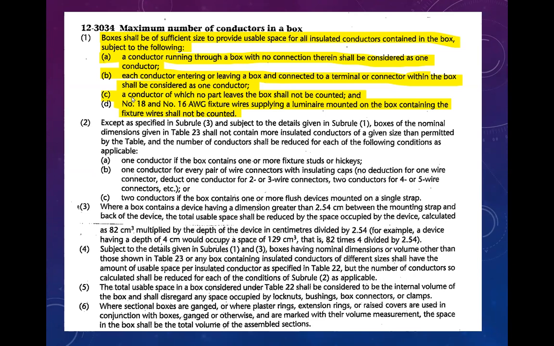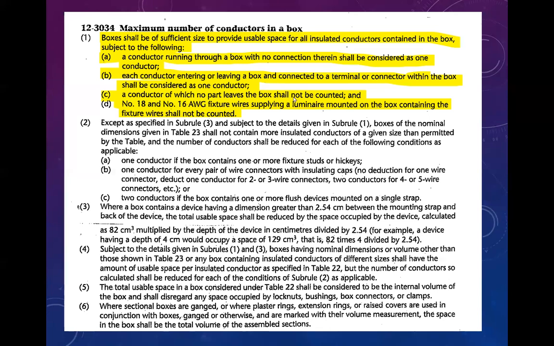A conductor of which no part leaves the box shall not be counted. What else should not be counted? Number 18 or 16 gauge fixture wires supplying a luminaire. A luminaire is a light fixture mounted on the box. So you have a light fixture mounted on the box, and out of that light fixture there are going to be a couple wires. They're internally connected to the light bulbs and entering the box. They are not counted as wires.